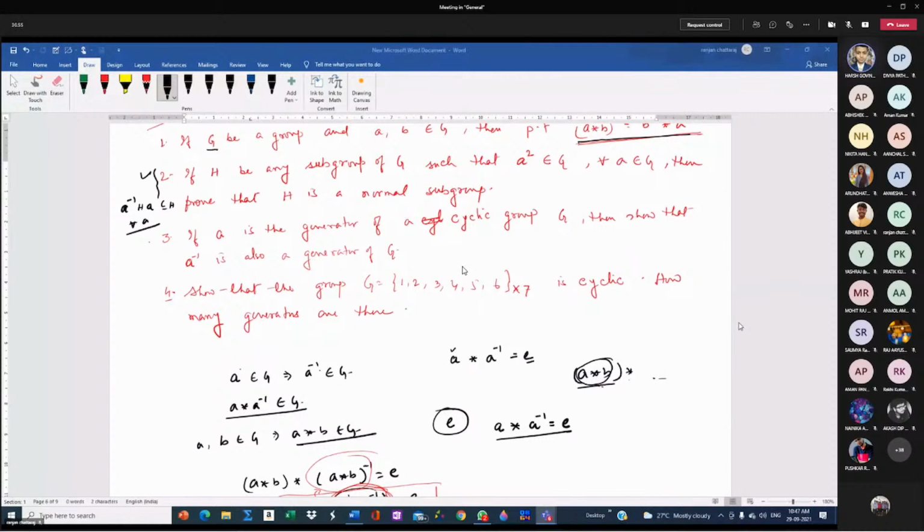Sir, 2 generators. Sir, 3 and 5. Yes, 3 and 5. What happened? Question number 4. Sir, 3 and 5 are generators. Sir, 3 and 5 are generators. How? 3 and 5 are generators.